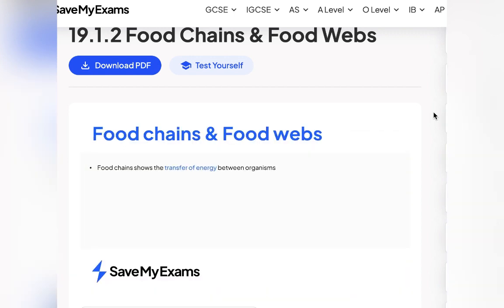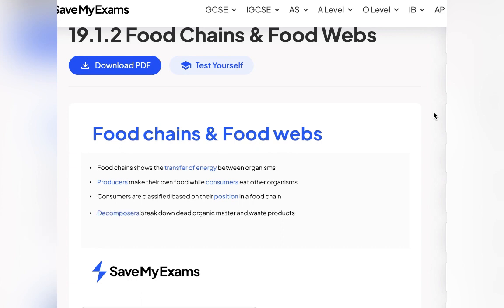In summary, a food chain shows the transfer of energy from one organism to the next, starting with the producer. The arrows represent the direction in which energy is transferred. Producers make their own food during photosynthesis, while consumers must consume other organisms. Consumers may be classified as primary, secondary, tertiary, or quaternary, based on their position in a food chain. All dead organic material or waste products are broken down by decomposers. A food web is a network of interconnected food chains due to the fact that organisms have a variety of different food sources.